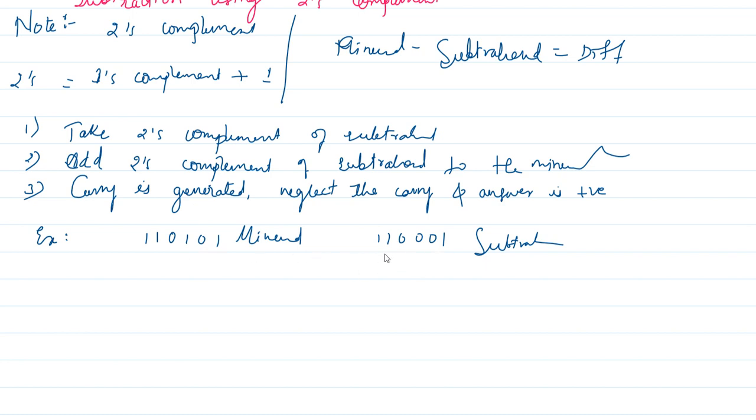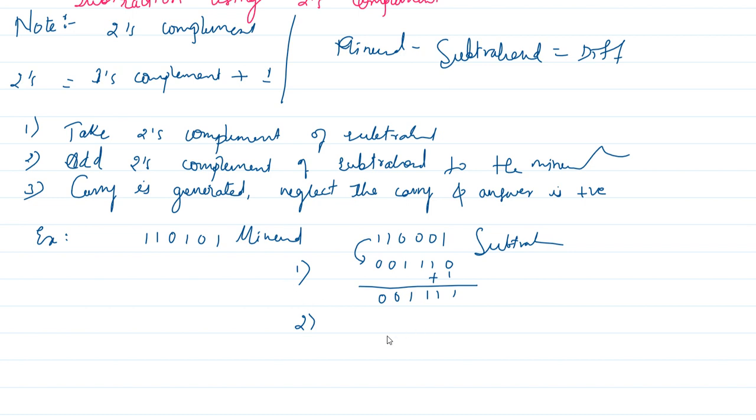First I need to make the 1's complement of subtrahend, that is 001110. And to make it into 2's complement, you need to add plus 1, that is the result is 111100. Am I right? This is how we take 2's complement of a subtrahend. The first step is done. What is the second step? Add 2's complement of subtrahend to the minuend.